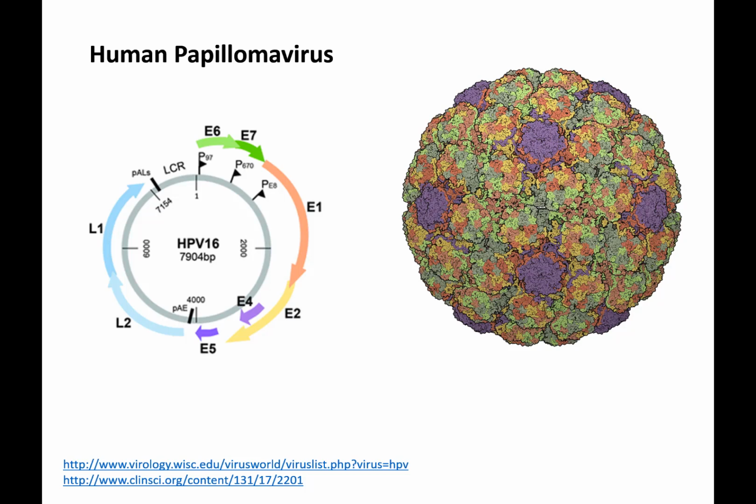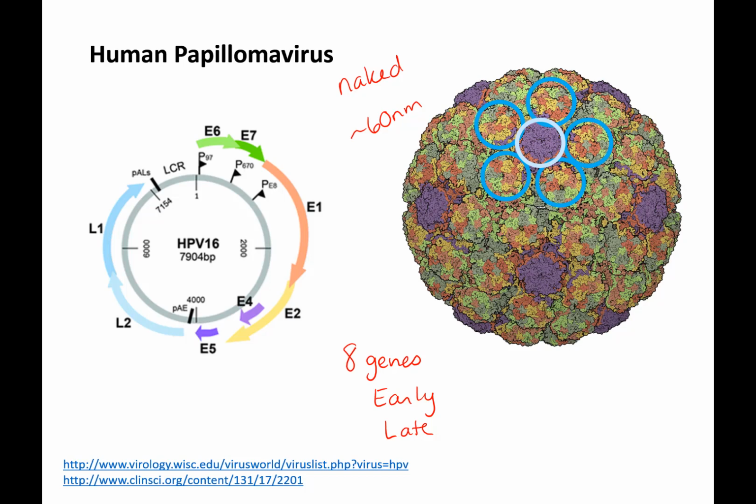Human papillomavirus encodes 8 genes. You have the E for early genes and the L for late genes. It's a naked virus, and it's about 60 nanometers in size. The capsid shown here is made up of these two proteins, L1 and L2. L1 is the major capsid protein, L2 is the minor. And this will become important when we talk about the vaccine for it.